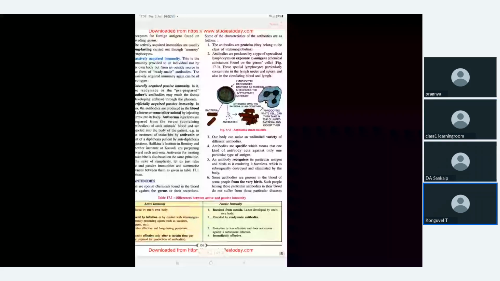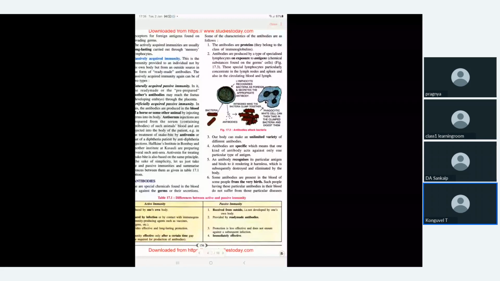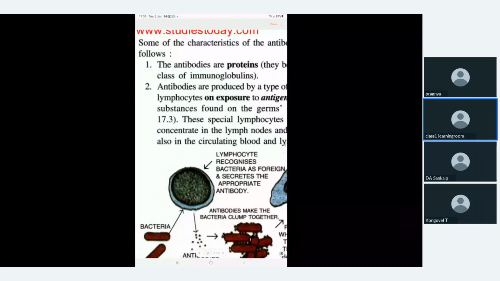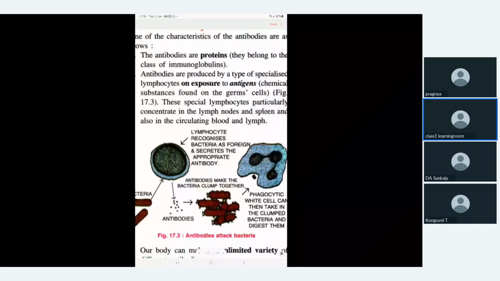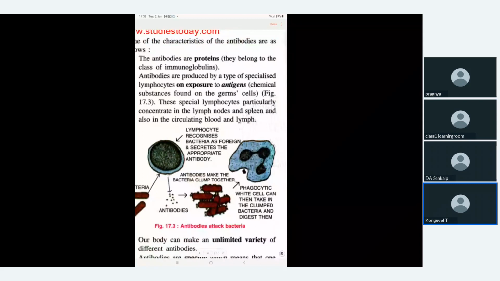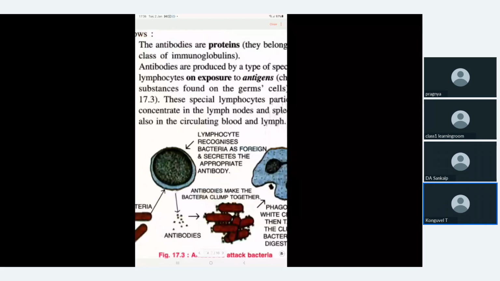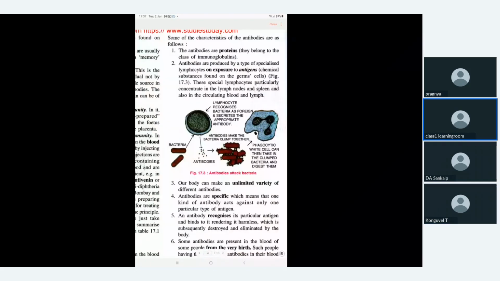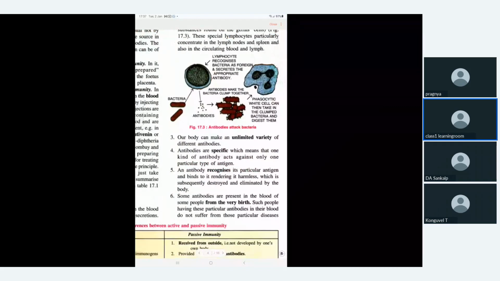Ig means immunoglobulin. Antibodies are also called immunoglobulins. The abbreviation of immunoglobulins is called what? Ig. Can you see? Antibodies are proteins. They belong to the class of immunoglobulins. Can you see the first point? Yes, sir. Globulins. So Ig stands for immunoglobulins. Fine. So antibodies are specific.